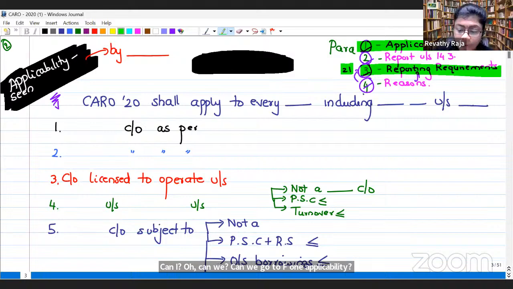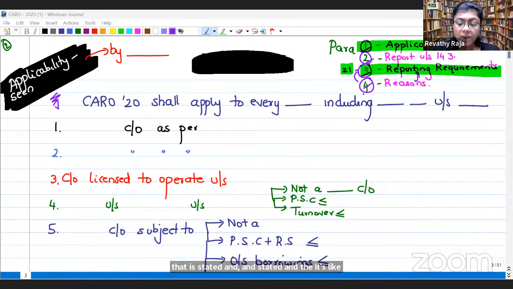Can we go to para 1? For those who are asking what is para 2: for para 1 applicable companies, para 3 matters should be reported under section 143. I'm repeating, for para 1 applicable companies, matters under para 3 should be reported under 143. That is stated under para 2. It's like a connecting clause.